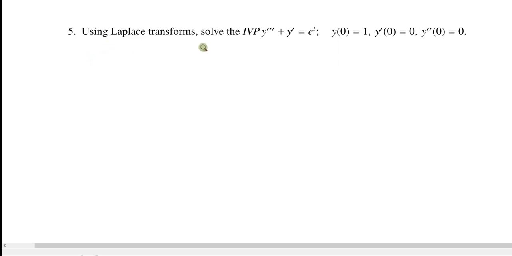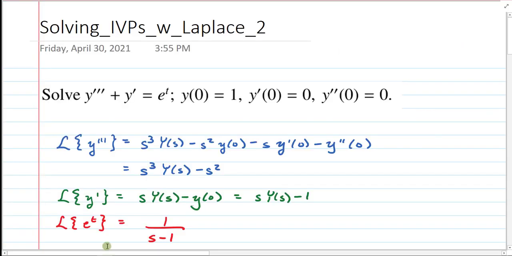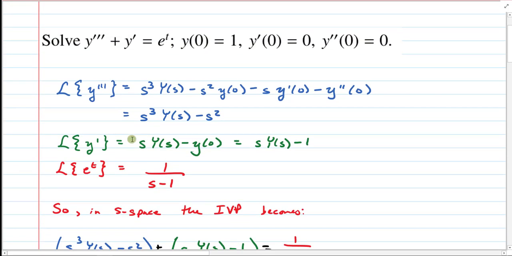So we're asked to use Laplace transforms to solve this IVP, where here's the ODE, and here are the three initial conditions. So let's look at the solution that I did for this. The first thing I did was I went ahead and took the Laplace transform of y triple prime, and that would be following the formula that we derived in class. That would be s cubed Y(s) minus s squared y(0) minus s y prime(0) minus y double prime(0).